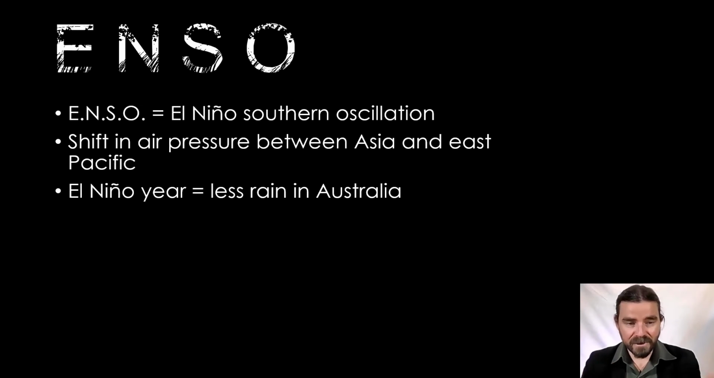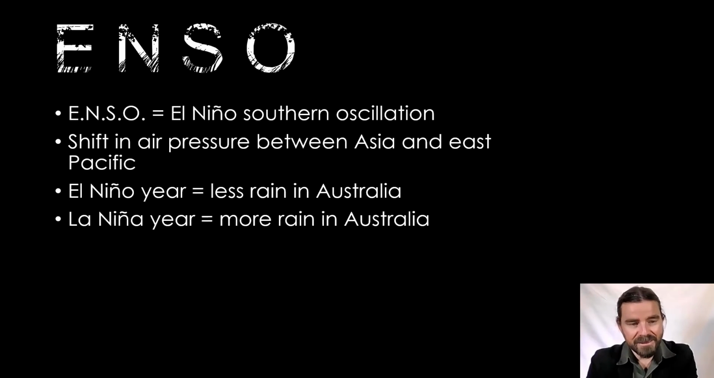So in an El Nino year, there is less rain in Australia. So if you hear people saying, oh, there's going to be an El Nino this year, that means less rain, more likely to be drought. The opposite of that is La Nina. In a La Nina year, that means there is more rain than average in Australia. So we go from normal years, then El Nino years, less rain, more drought, to a La Nina year, more rain.